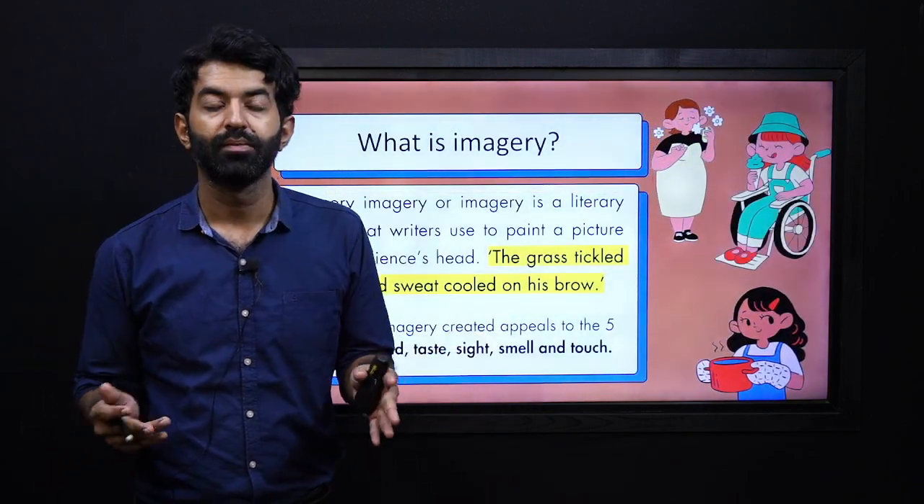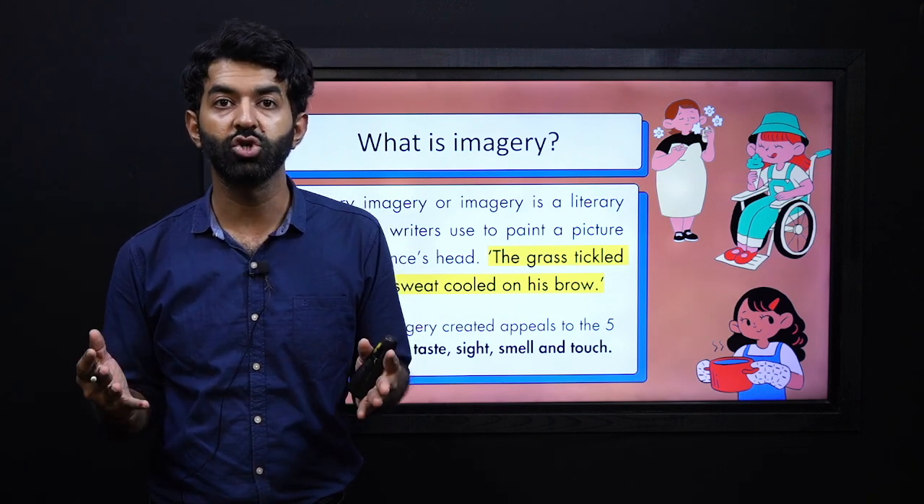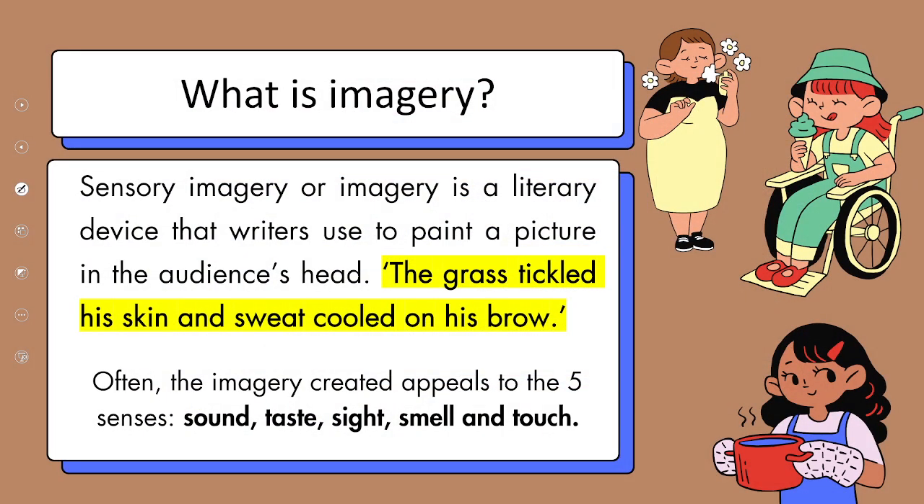Let's talk about imagery. Imagery comes from the word image, which means picture. Imagery is a literary device that writers use to paint a picture in the audience's or the reader's head. For example, if you read this sentence, the grass tickled his skin and sweat cooled on his brow. Now, we know that we have some imagery. We can imagine grass, skin, sweat, and brow, eyebrows. So by reading this, we can actually visualize what is happening.